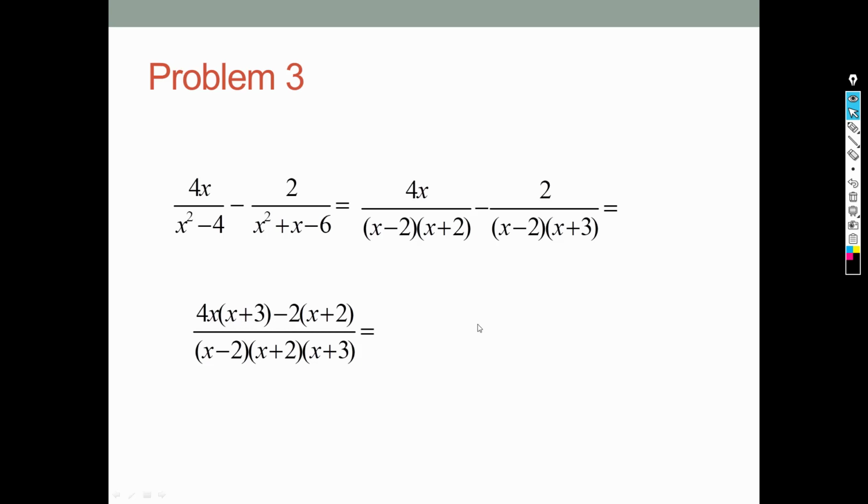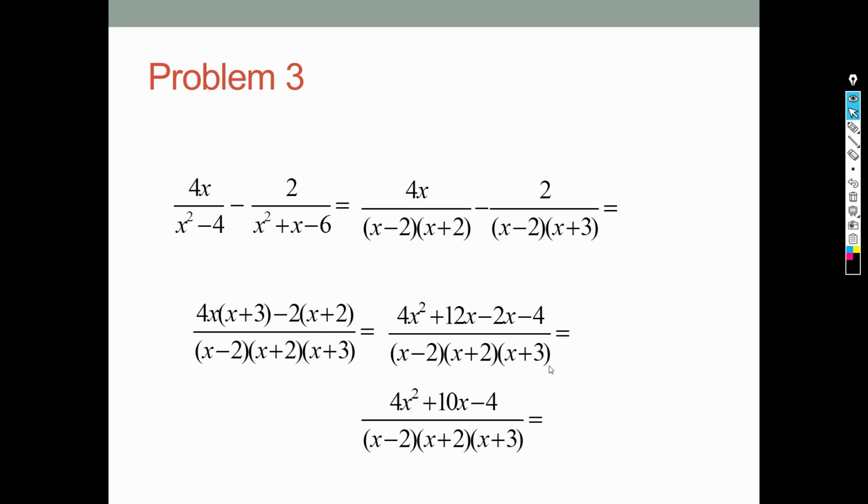Numerator and combine terms. Here I multiply by 4x. I got 4x squared. 4x times 3 is 12x. Minus 2 times x is minus 2x. Minus 2 times 2 is a minus 4. And then we combine 12x minus 2x. Those are the only like terms. This gives me a 10x. So over here then, adding these two in the middle, I got 4x squared plus 10x minus 4. And then we look to see if we can factor this 4x squared plus 10x minus 4.